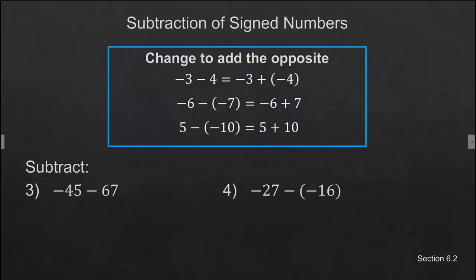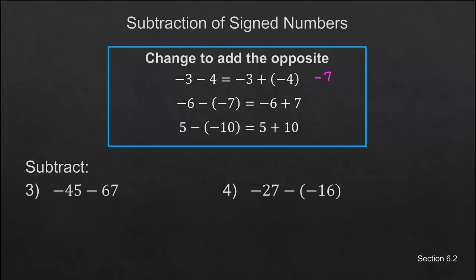Now, what about when we subtract? So when we subtract, we can always change this to adding the opposite. You don't necessarily have to do this, but you want to do this in some cases to make sure that you don't mess up your signs. And this is how we would rewrite. So negative 3 minus 4 is negative 3 plus negative 4. And that actually is negative 7.